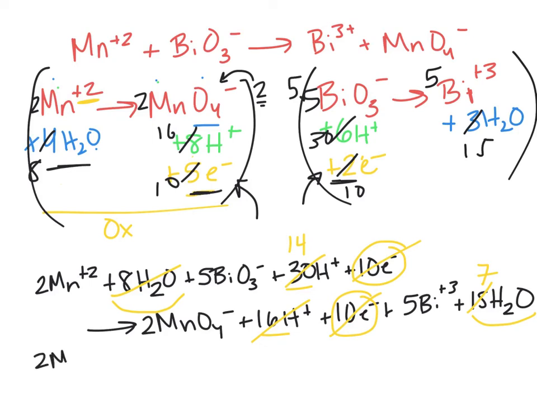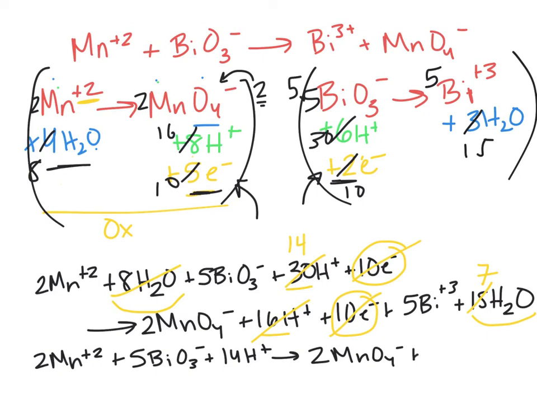We have 2 Mn2+ plus 5 BiO3- plus 14 H+, making 2 MnO4- plus 5 Bi3+ and 7 H2O. And that's my final answer. Now you'll notice that we could not have balanced this in the normal way because my initial reaction up here did not include any hydrogens or any waters, and those are necessary to balance this equation.